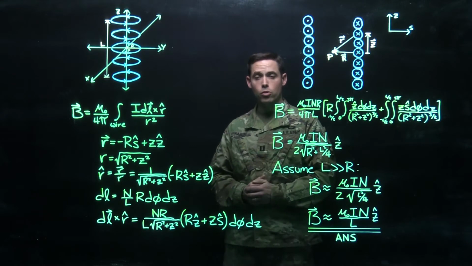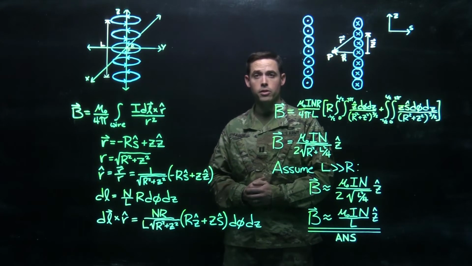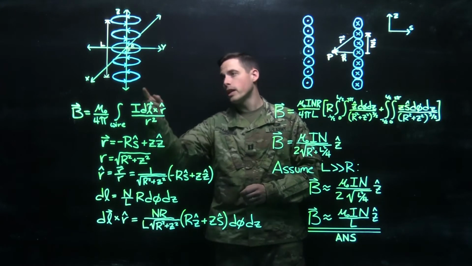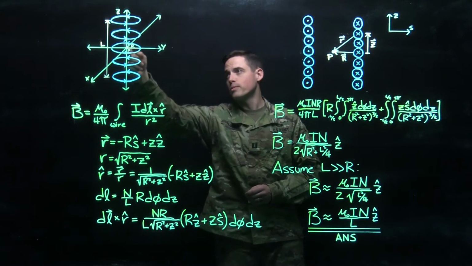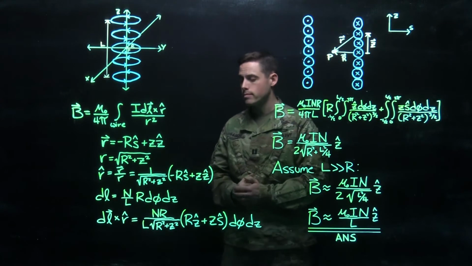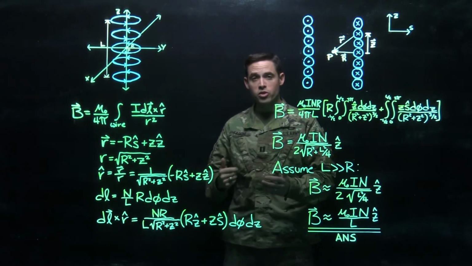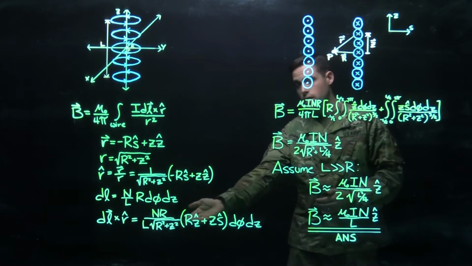Now we're ready to take the cross product of our infinitesimal length vector dl and unit vector r hat. We can establish the direction of dl by understanding the direction of flow of current flowing through each of the wire loops. The result of that cross product can be seen here.